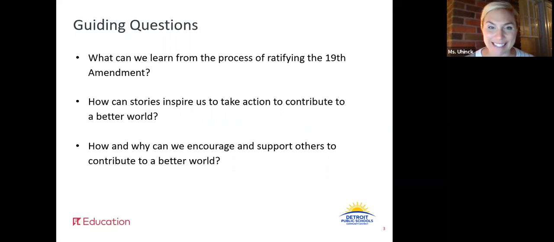We're on daily lesson 26. Let's look at our guiding questions. What can we learn from the process of ratifying the 19th Amendment? How can stories inspire us to take action to contribute to a better world? How and why can we encourage and support others to contribute to a better world? Now remember, those guiding questions help to guide our thinking and the ideas that we're growing around the text and our topic that we've been exploring the last several weeks.